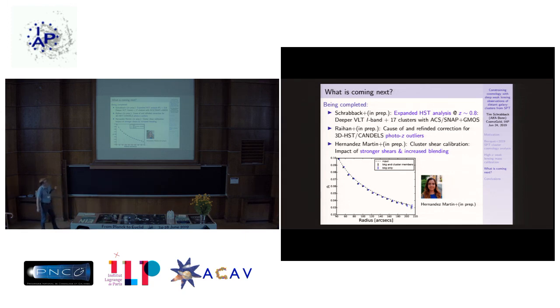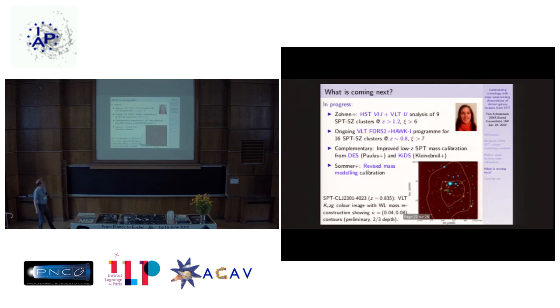Then also, Fatima Ryan has been working on a more in-depth investigation of this issue of the catastrophic redshift outliers. And Beatrice Hernandez-Martin has been working on one of the issues Anya mentioned, the cluster shape calibration, the shear measurement calibration in the cluster regime, where you have stronger shears and you have increased blending. And it turns out that for the current work we're doing, this is a very small effect. But indeed, for future work like LSST and Euclid, we need to account for this properly.